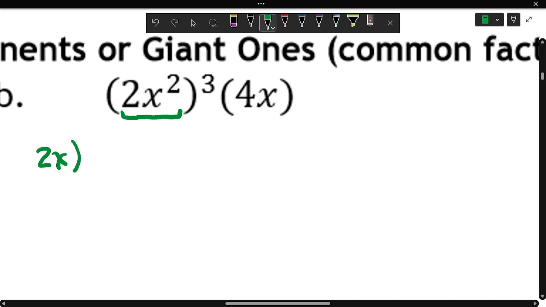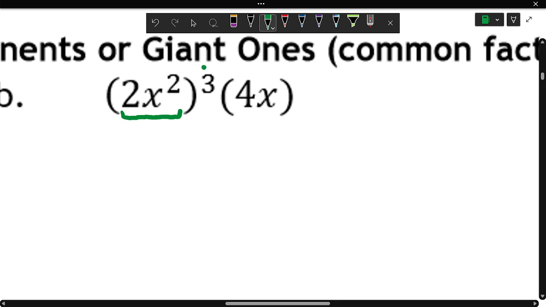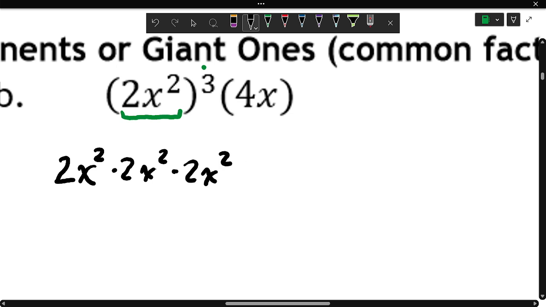This is not 2x in parentheses squared, and then that's being raised to the 3rd power. That's not what we have. We just have 2xx, right? So in the parentheses here, there's a 2 and an xx, or 2x squared, and I have exactly 3 of those. So if I want, I could simplify by writing that out or expanding it out. So I've got 2x squared times another 2x squared times another 2x squared. Now, that's part of it, but then also I have this times 4x.